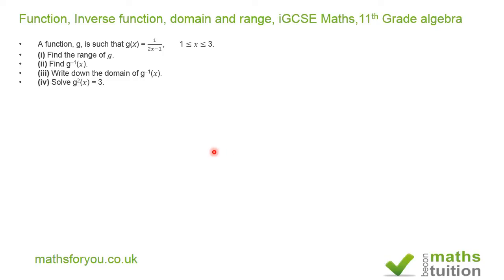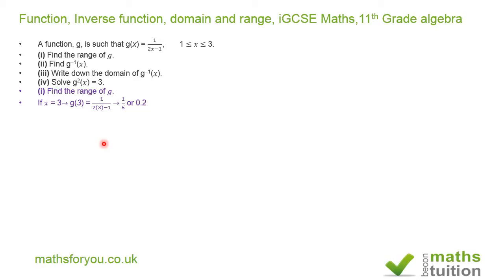Now I tend to say this as g of gx is equal to 3. That's my preferred method, I think. Anyway, here we go. And it says, for the first one, find the range of g. Now, we know the domain, which is from 1 to 3. So to find the range, we have to replace this x in here by 1 and again by 3.